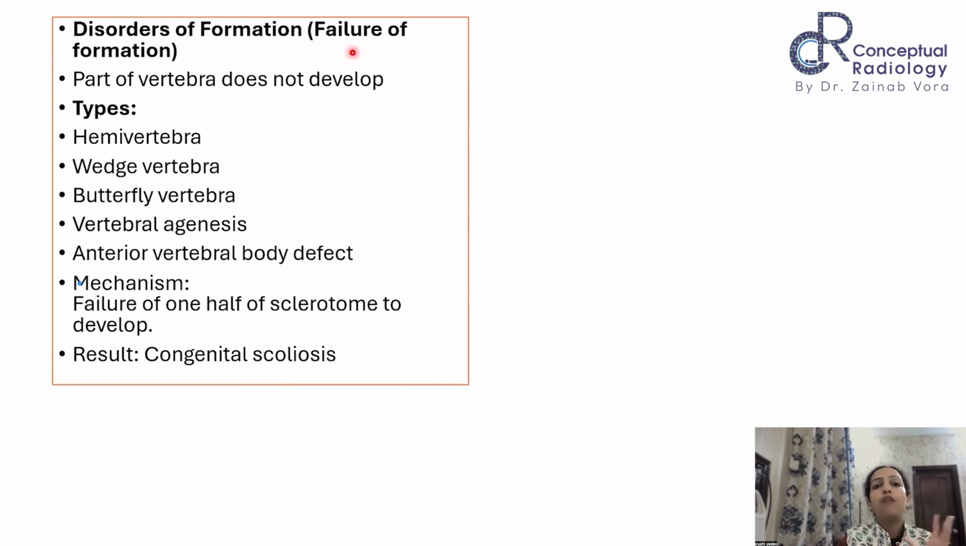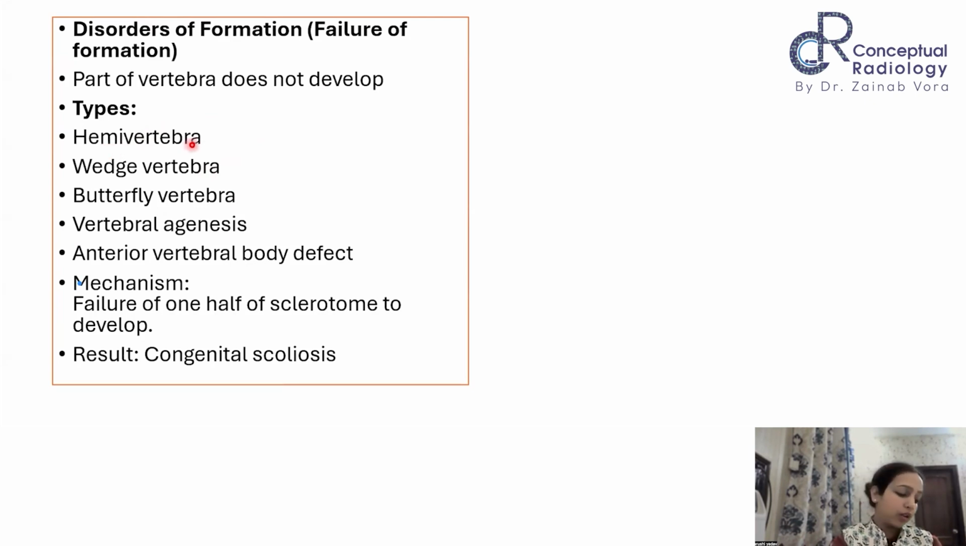This is disorder of formation, the problem with primary formation, all right? So one was the resegmentation problem, and now this one is the formation problem. The formation is something which is going to cause the lack of the appearance of the vertebrae. All right. So anything with a missing part of the vertebrae, that is a formation failure.